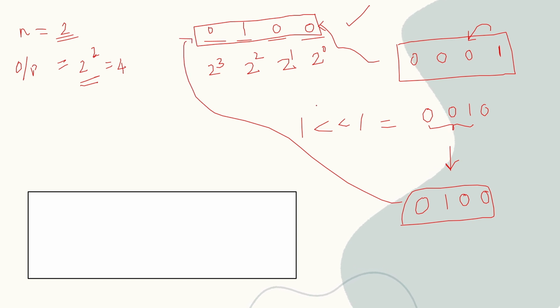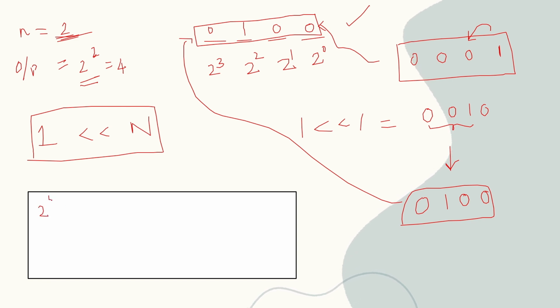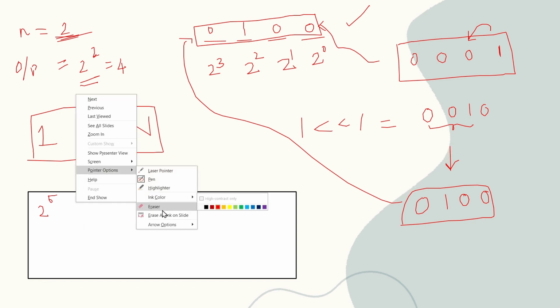So what we are doing is we are left shifting it by n times. So the answer is simply take 1 and left shift it for the given value of n. That is your answer. You can take any example. Suppose you want 2 power 5. Let's say you want 2 power 5, right? Then what you can do?